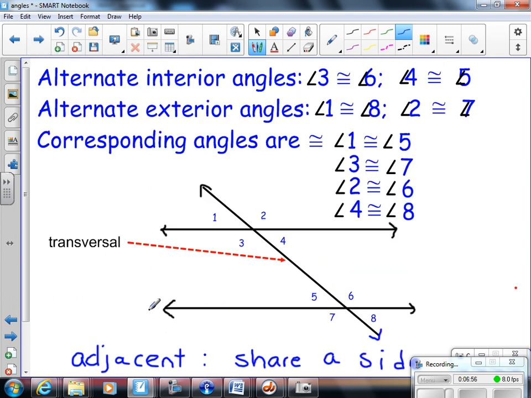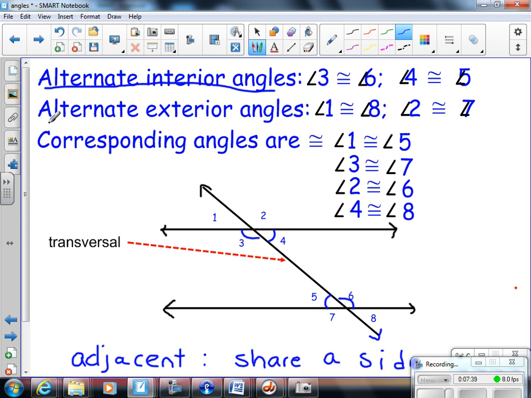Now from parallel lines cut by a transversal, we have some other special angle pairs. The first one is the alternate interior angles. When you think of interior, think of inside the parallel lines. Alternate means kind of opposites, opposite sides. So the alternate interior angles would be 3 and 6. Those two look like they're both obtuse, so they're going to have the same measure, and we call them congruent. And 4 and 5. Those are two alternate interior pairs. Angles 3 and 6 are going to be the same, and 4 and 5 are going to be the same.